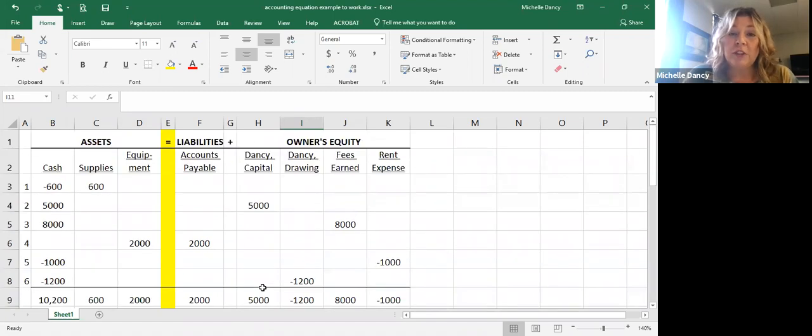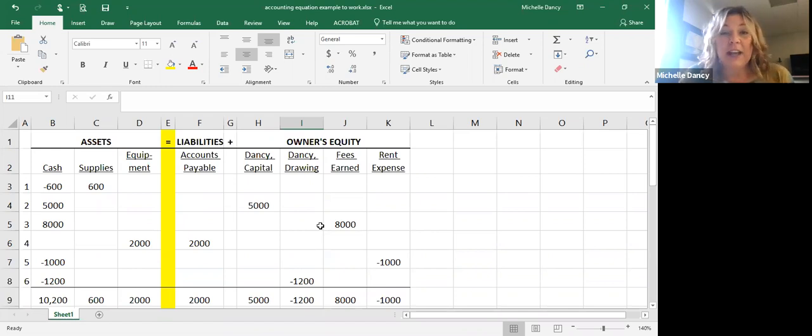Hope this has helped you understand. Make sure we always keep our equation in balance. So notice we never just wrote the number one time. I had 600 in 2 spots. I had 8,000 in 2 spots. That's usually the hardest thing for people to remember when they first get started.